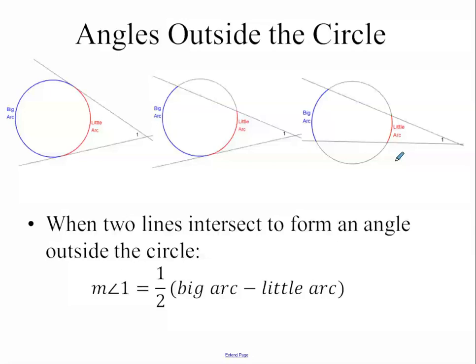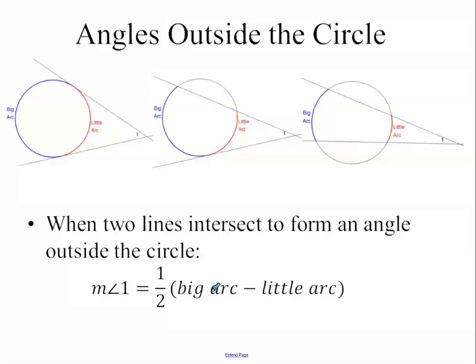So in that case, the angle is going to be half of the big arc minus the little arc. When it was inside the circle, it was plus. Now that it's outside the circle, it's a minus. So it's always going to be the big arc minus the little arc.